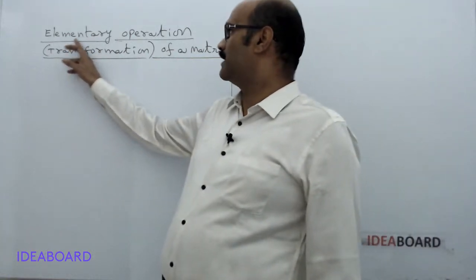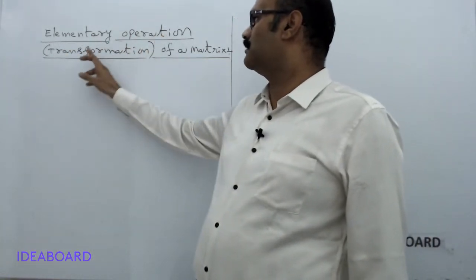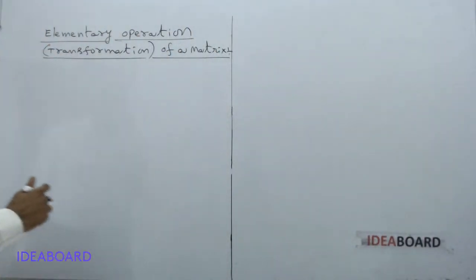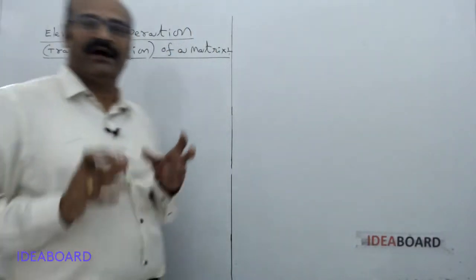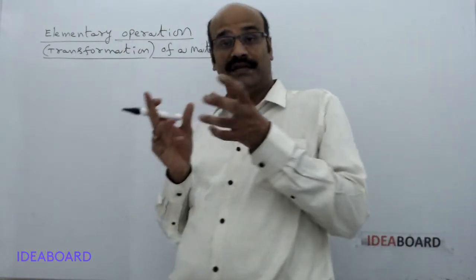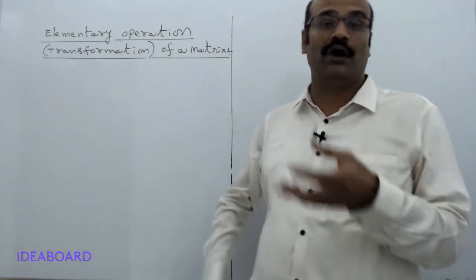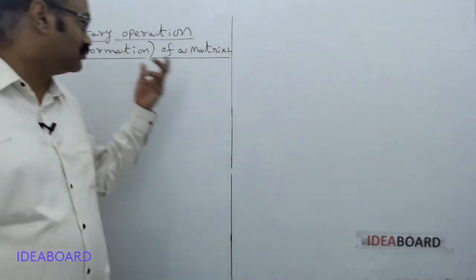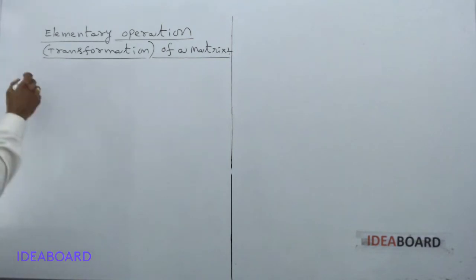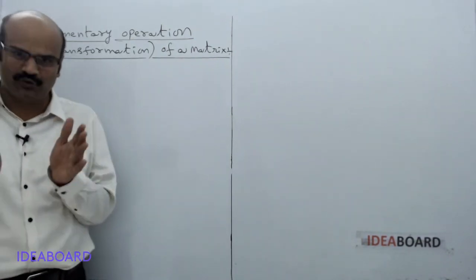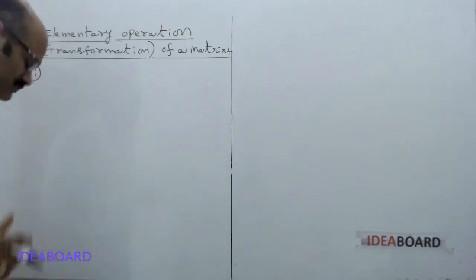Now we have to discuss elementary operations or transformations of a matrix. There are 6 elementary operations, 3 of them due to rows and 3 of them due to columns. Now we have to discuss those operations. The first one is the interchange of any 2 rows or 2 columns.